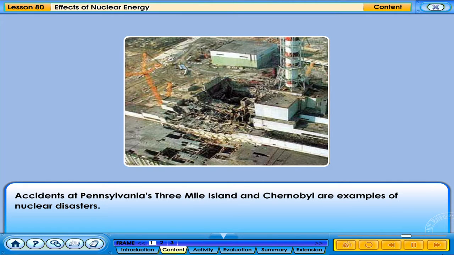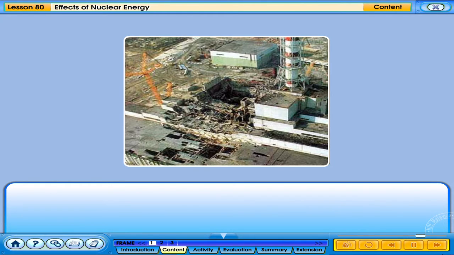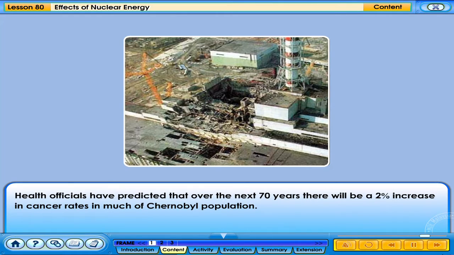Accidents at Pennsylvania's Three Mile Island and Chernobyl are examples of nuclear disasters. Health officials have predicted that over the next 70 years, there will be a 2% increase in cancer rates in much of Chernobyl's population.